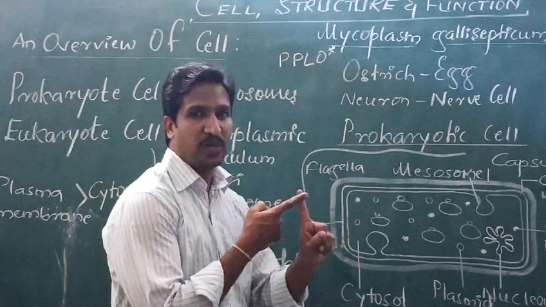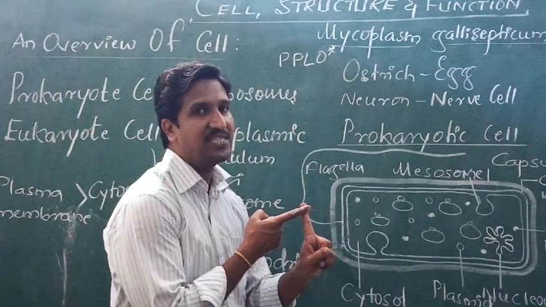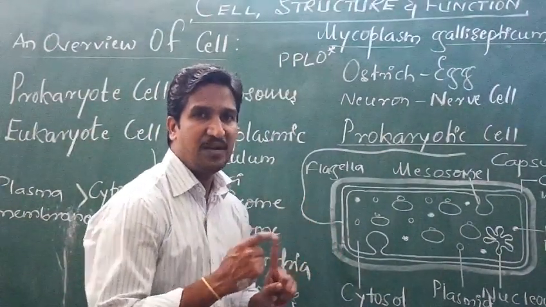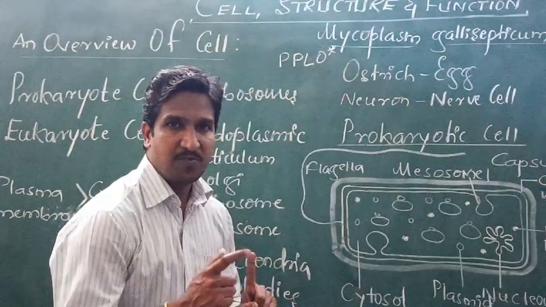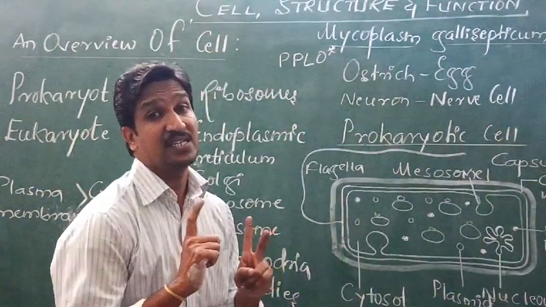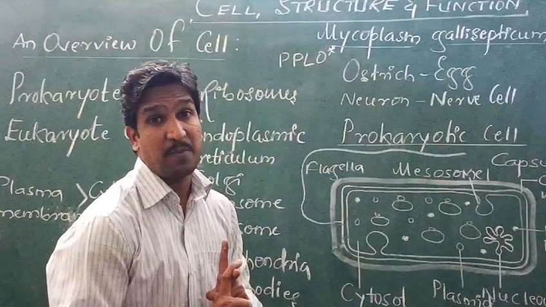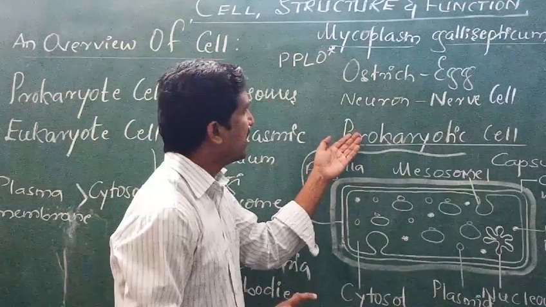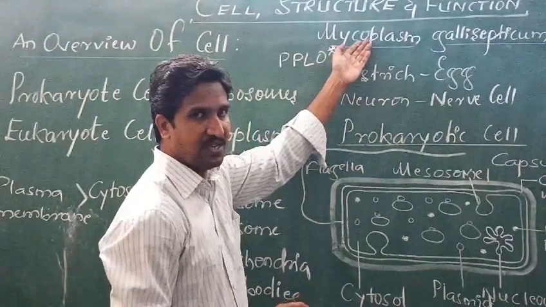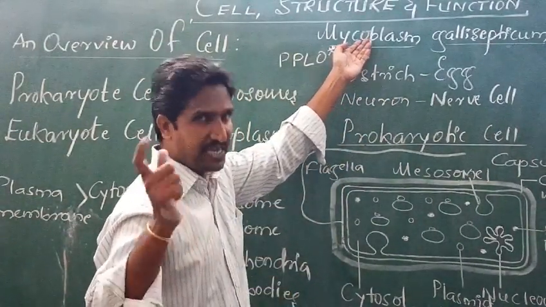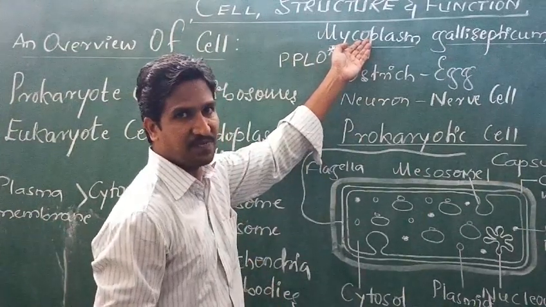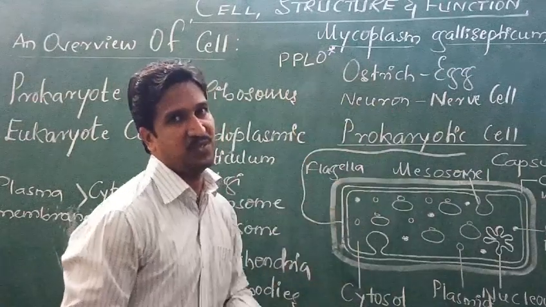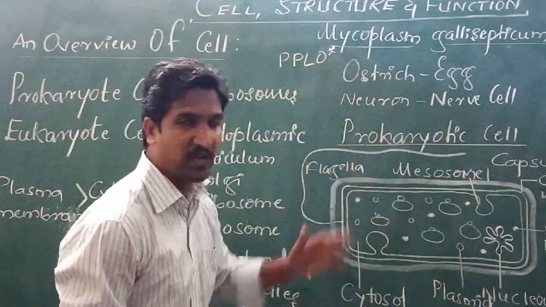Now you come to know the prokaryotic cell definition. What is it defined as? A cell with an underdeveloped nuclear membrane is called a prokaryotic cell. Or you can say that a cell without a nuclear membrane is called a prokaryotic cell. Right? An example is Mycoplasma, and it is also the smallest cell. The second example is all bacteria. The third example is pleuropneumonia-like organisms. They are the best examples of prokaryotic cells.